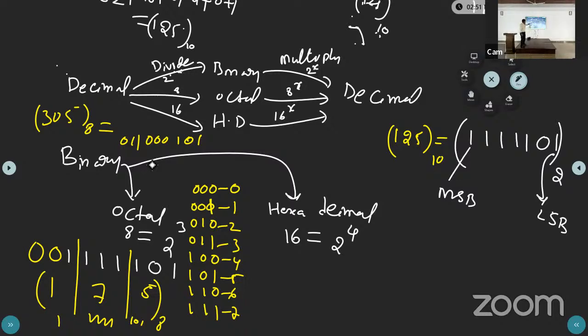And similarly, coming to the hexadecimal number system, the hexadecimal base is 16. That 16 can be written as 2 to the power 4. So while converting binary to hexadecimal, in the binary you can group 4 bits as one group. Okay, so now, what is the value here?